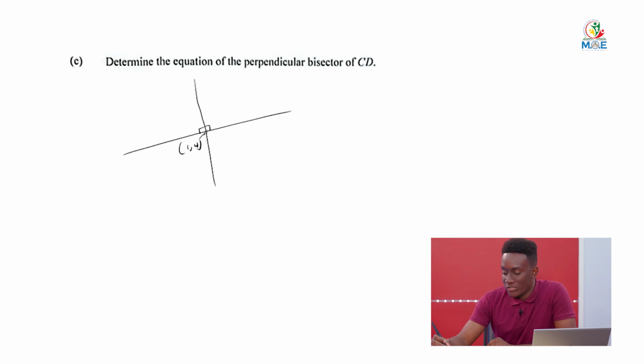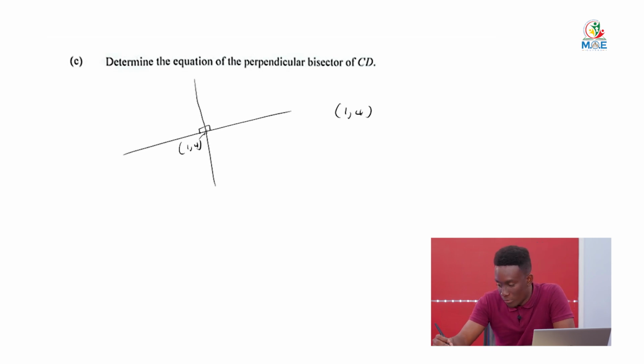So they want the equation of the perpendicular bisector. So they want the equation of the line perpendicular to this original line that we had, passing through the point (1, 4). This is another way they're asking that question. They want the equation of the line perpendicular to CD passing through the point (1, 4).